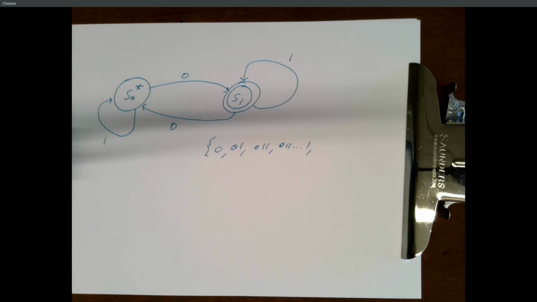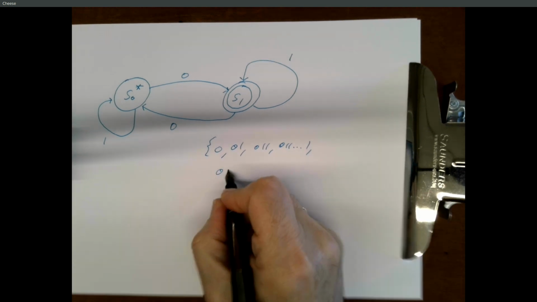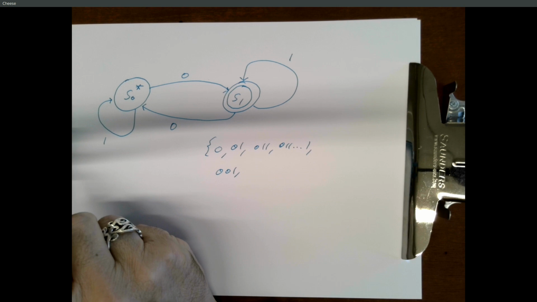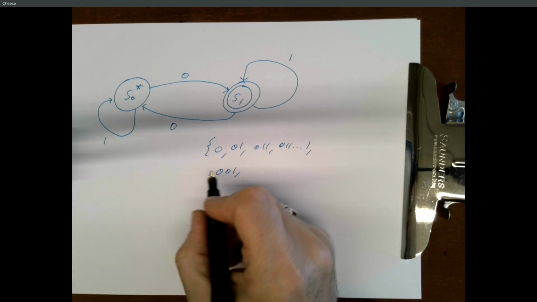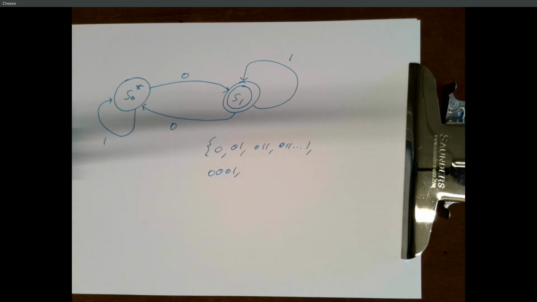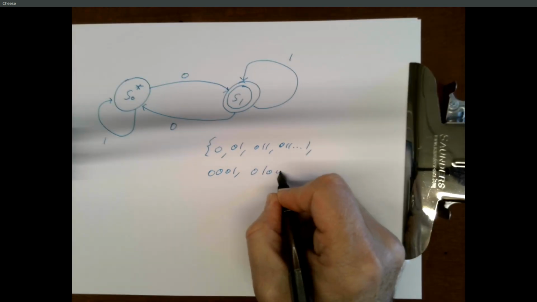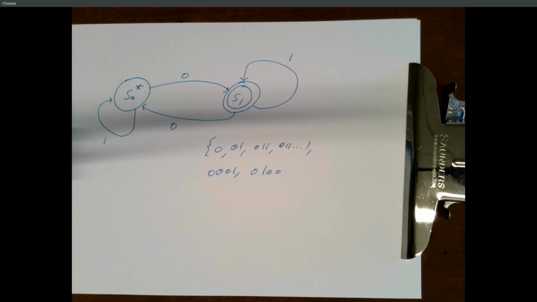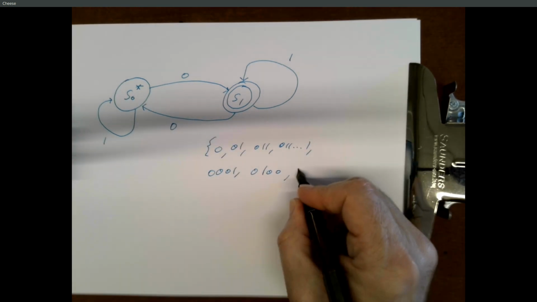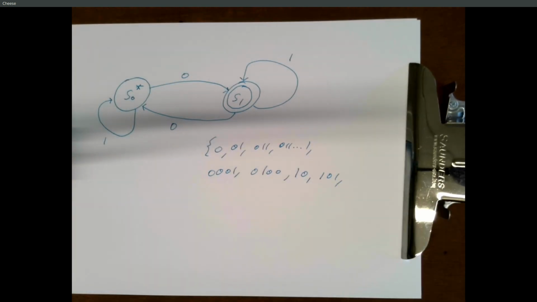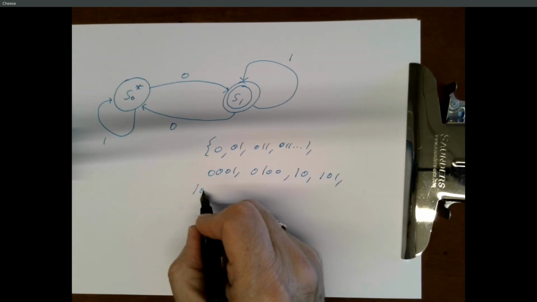Anything else? 0, 0, 1. 0, 0. That's not recognized. 3 zeros would. 0, 0, 0. Oh, I see. 0, 1, 0, 0, 0, 1, 0, 0, 1, 0. 1, 0, 1. 1, 0, 1, 1. All right.